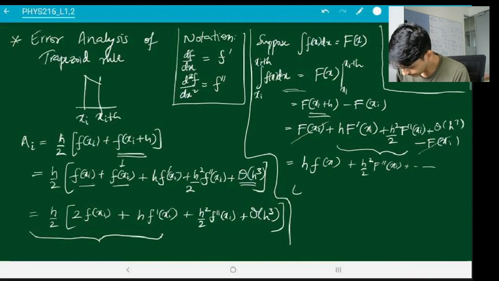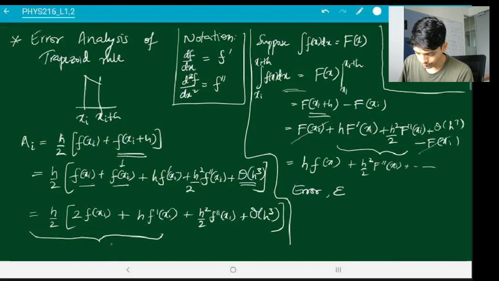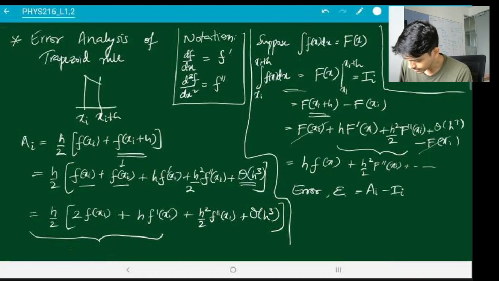So now the error, which is the difference between these two. If this is called AI, this one let me call II. So the error is given by AI minus II. This is the error in the ith bin, by the way. So notice over here the first term in AI is just h times f of xi. In II also the first term is h times f of xi. So that cancels out. So the next significant term that remains is proportional to h square.